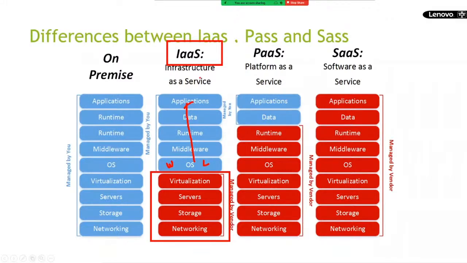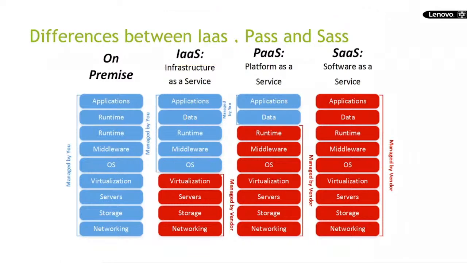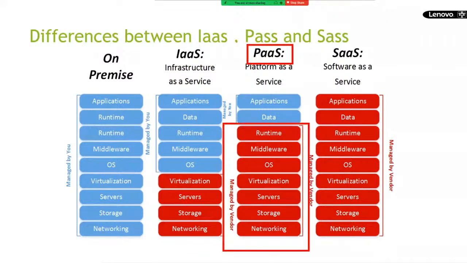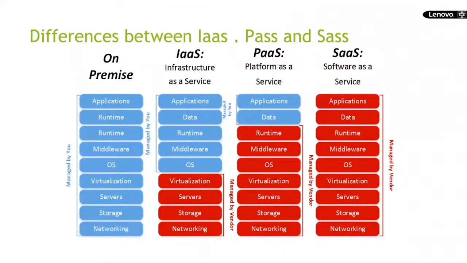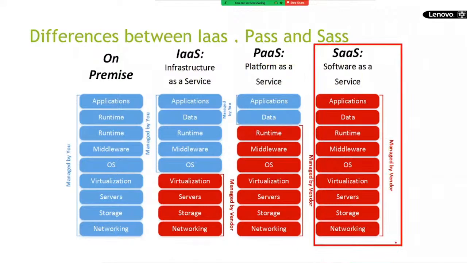Okay, next, PaaS. So what is PaaS, guys? Platform as a service. See, I said, right, everything is taken care of by the vendor. You need to take care of your application. What type of application? Maybe .NET, Java, PHP, Python, Ruby. That totally depends on your project requirement. That is what PaaS is.